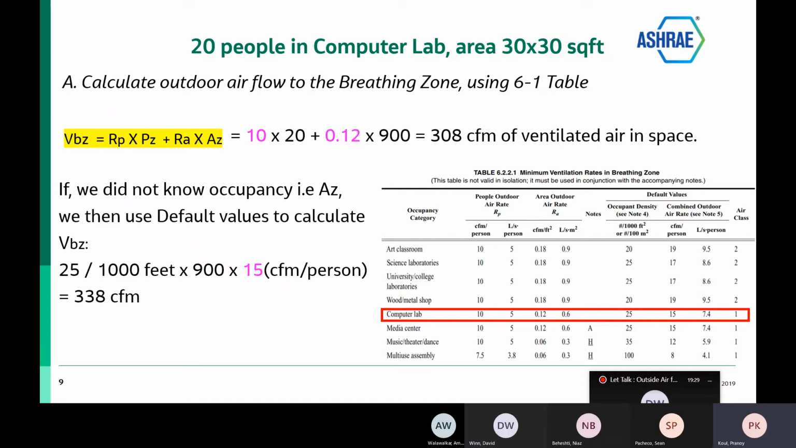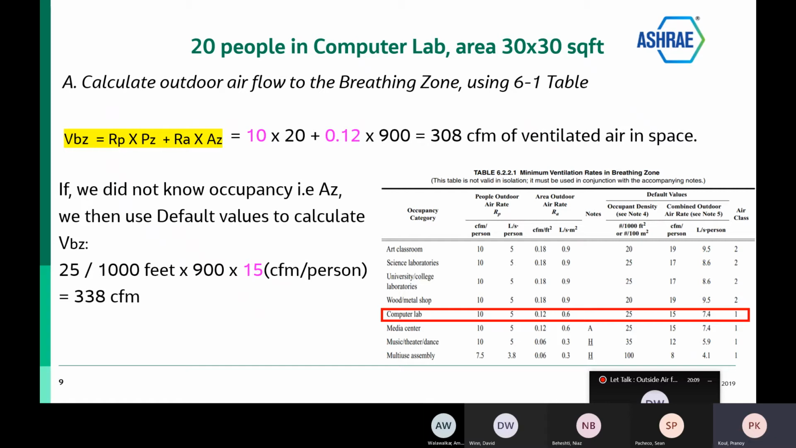But again, in this case we knew the occupancy, which was 20 people in a computer lab. Now, if we did not know, then we use our default values. If you carefully look into the default values column under the computer lab, it says 25 per 1,000 square feet. And that's what you'll do: 25 per 1,000 square feet times the area, which is 900, times 10 CFM, plus 0.12 CFM per square foot, which is your default value out here. So that will help you determine your CFM requirements.